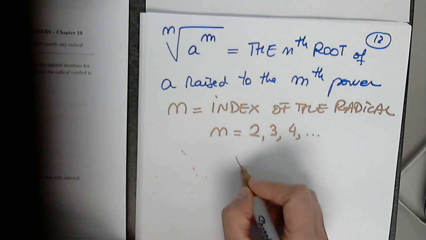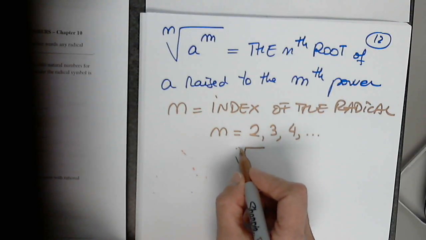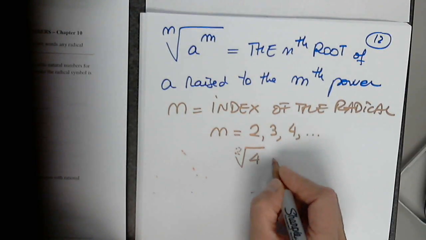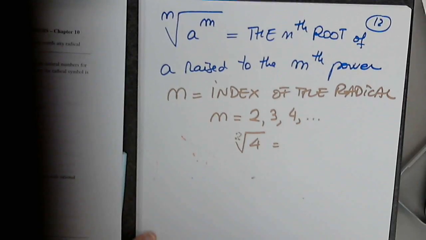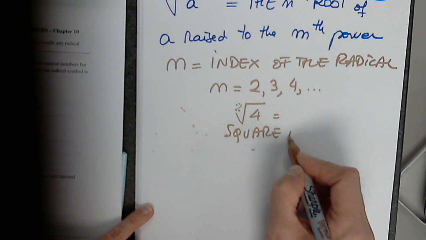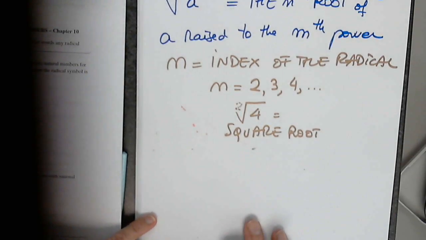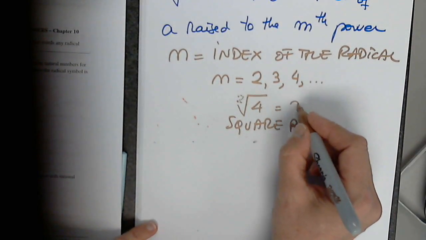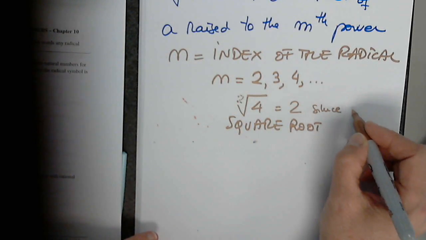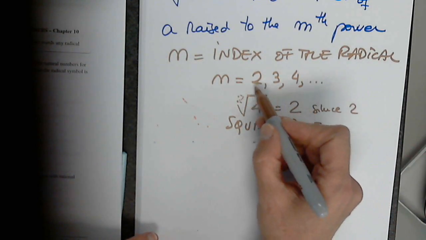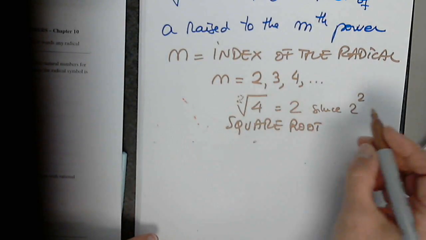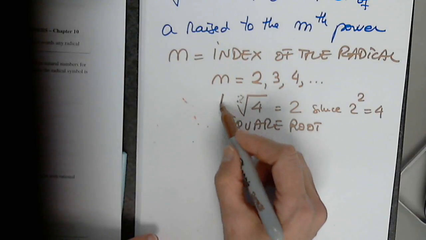Now, if the index is 2, we don't write it. We don't write that. How much is the square root of 4? So this is the square root. How much is the square root of 4? 2. Why? Since 2 raised to this index, raised to this number that we don't write for the square root, is 4. That's why.